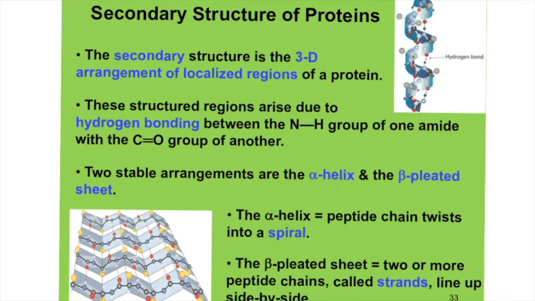One is called the alpha helix, and the other is the beta pleated sheet. In the alpha helix, the peptide chain twists into a spiral, and you get hydrogen bonding between the hydrogen on the amide group and the lone pair of electrons on the carbonyl group that are around 3.5 to 4 amino acids apart. In the beta pleated sheet, we have two or more polypeptide chains that line up side by side, and you have hydrogen bonding occurring between the chains that are lined up.